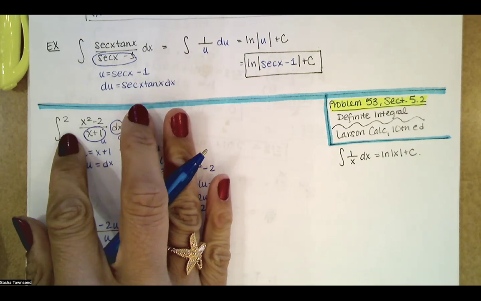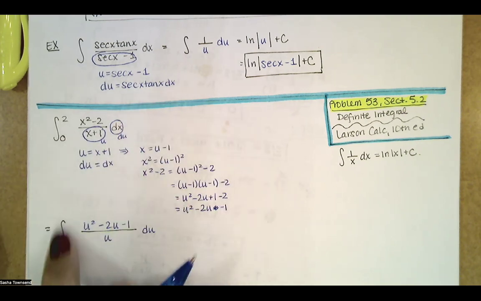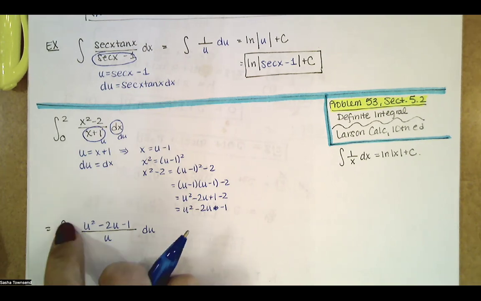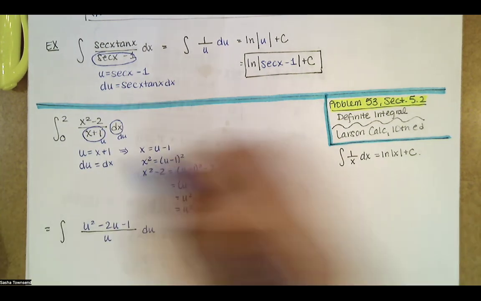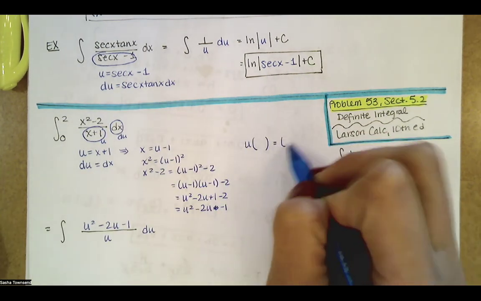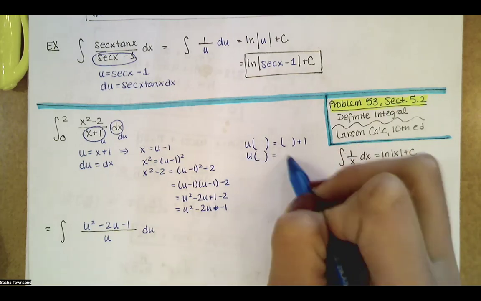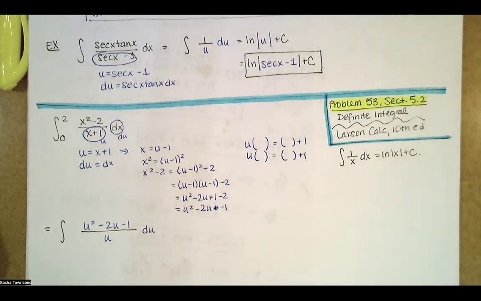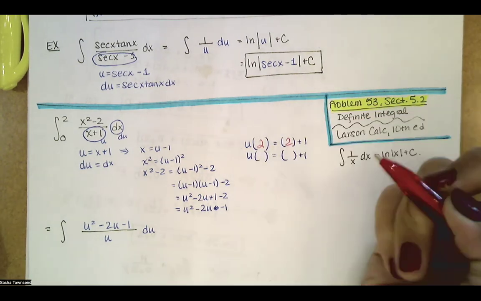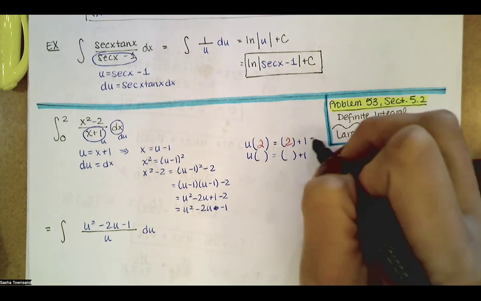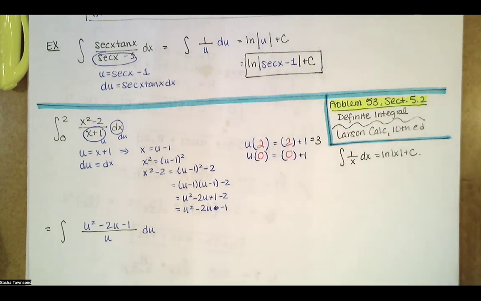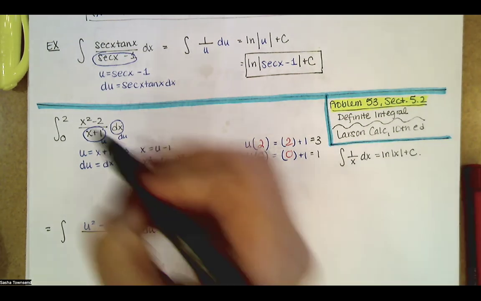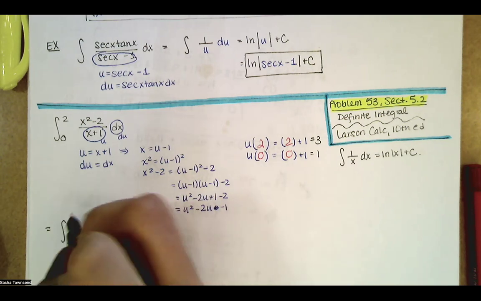But we also need new bounds. To find the new bounds, we want to go from one u value to another u value, as opposed to going from one x value to another x value. We substitute the bounds for x into that function u. So u was x plus 1. So I want to evaluate that at the upper bound and lower bound for x. At x equals 2, u is x plus 1, so u is going to equal 3. That's our new upper bound. And at x equals 0, u is 0 plus 1, which is 1. That's our new lower bound. So we're going to integrate from 1 to 3 rather than from 0 to 2.